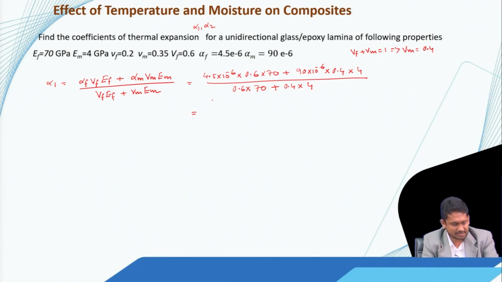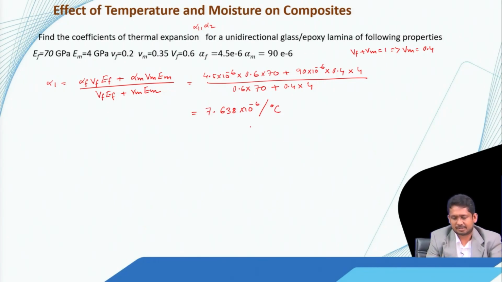So, finally, the value that we get is 7.638 into 10 to the power minus 6 per degree centigrade. Now, we will find out alpha 2.